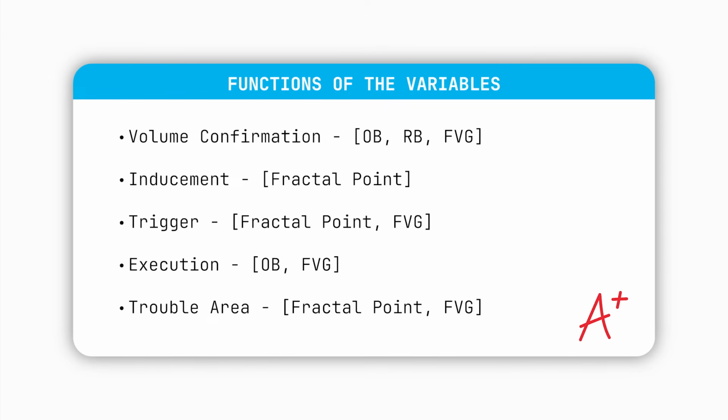The second aspect is functions of the variables. Generally, the variables can have only a few basic functions, and these are: the volume confirmation function can only be performed by order block, rejection block, and fair value gap. The inducement function can only be performed by fractal point. The trigger function can be performed by fair value gap or fractal point. Execution or entry into a position can be performed by order block or fair value gap. And as a trouble area, it can be a fractal point or a fair value gap. Now this might seem hard to understand because it's difficult to remember all these elements, but as we go along, everything will become much easier.